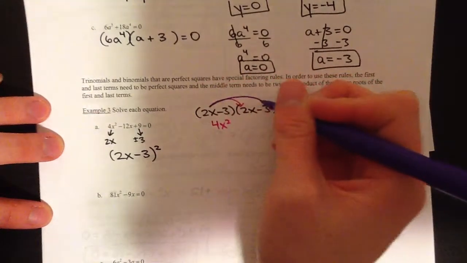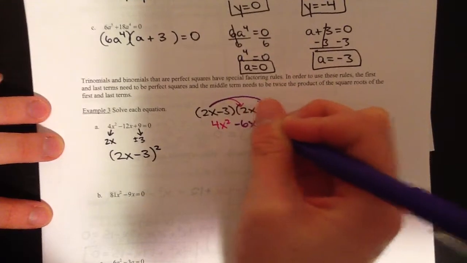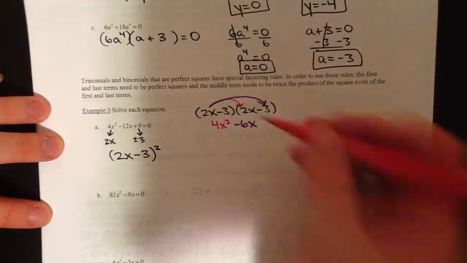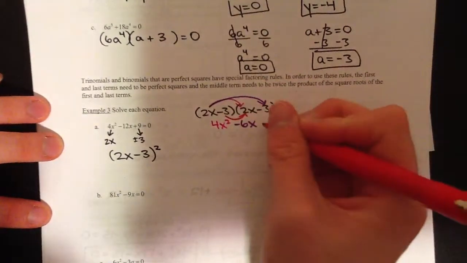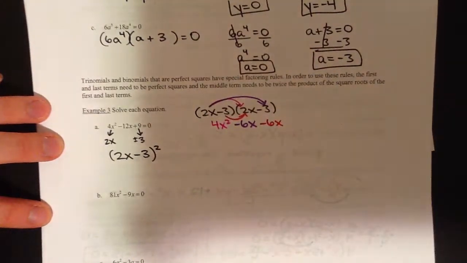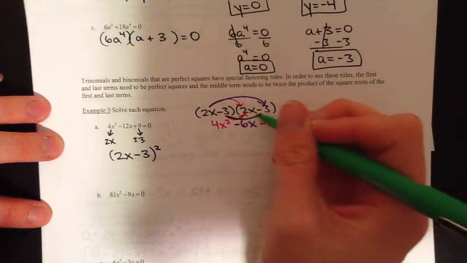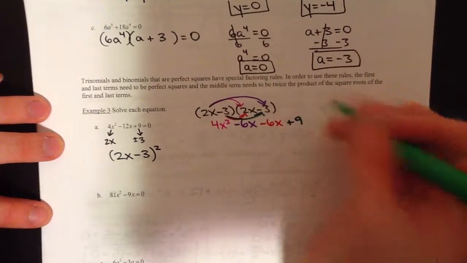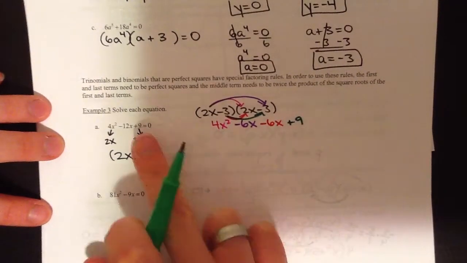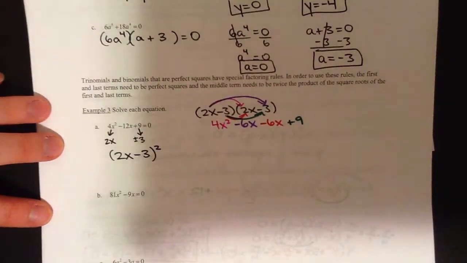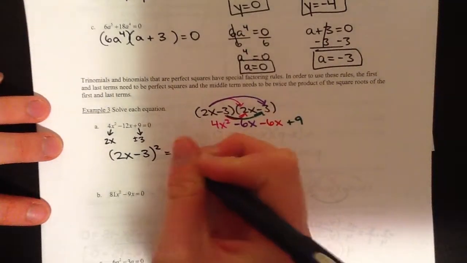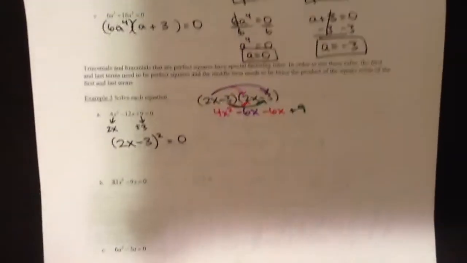Outside, 2x times negative 3 gives me a negative 6x. Inside, negative 3 times 2x gives me a negative 6x. And then for the last, negative 3 times negative 3 gives me a positive 9. So if I simplify that up, that is exactly what I started with here. So I know that 2x minus 3 squared must be the factorization. And then I still have a 0 on that right-hand side.